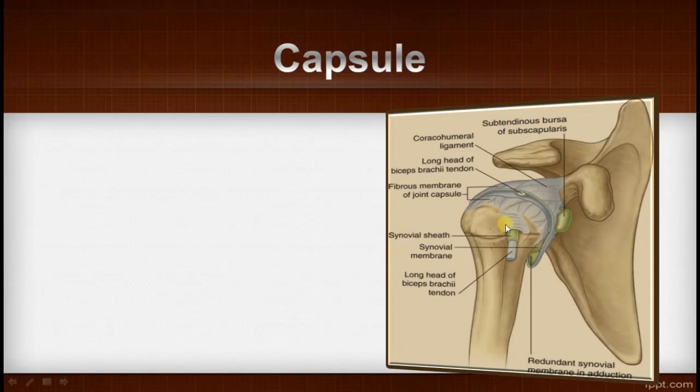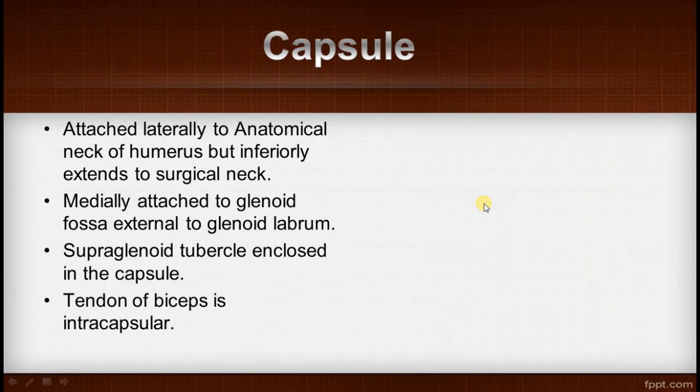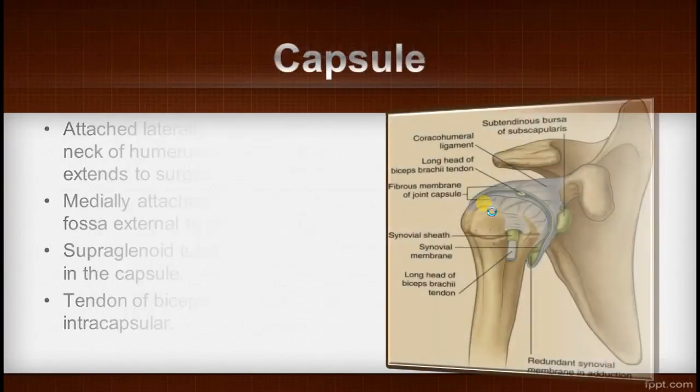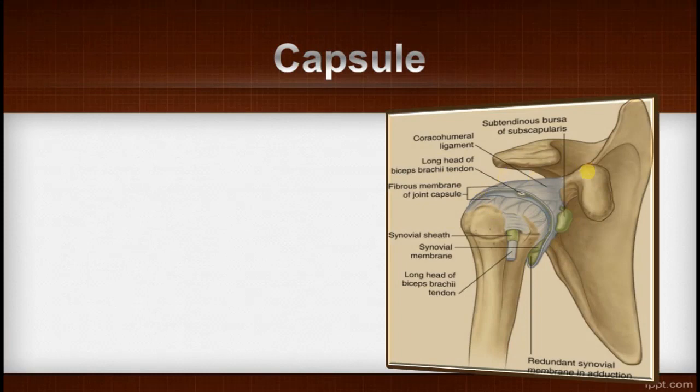So here what you see is the capsule. Of course, part of the capsule has been removed for you to see the lateral articulating surface. Laterally, it is attached to the anatomical neck of the humerus. Around the rim or margins of the anatomical neck of the humerus the capsule is attached, but when you look carefully, inferiorly, it is not attached to the anatomical neck, but it dips 1 centimeter below.